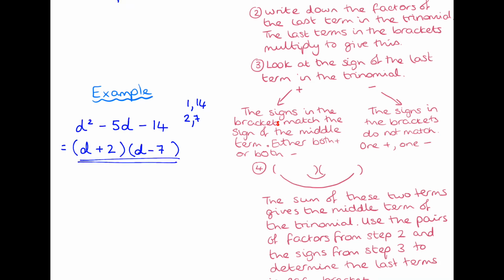Okay, you can always multiply these out. You can do it in your head or you can do it actually. So d times d is d squared. D times negative 7 is negative 7d. Plus 2d gives you negative 5d. And then you've got positive 2 times negative 7 is negative 14. So we know we've got the right answer. So when we're doing these, this is all you need to write down. You don't have to have all those lines drawn on that I was doing for the examples.